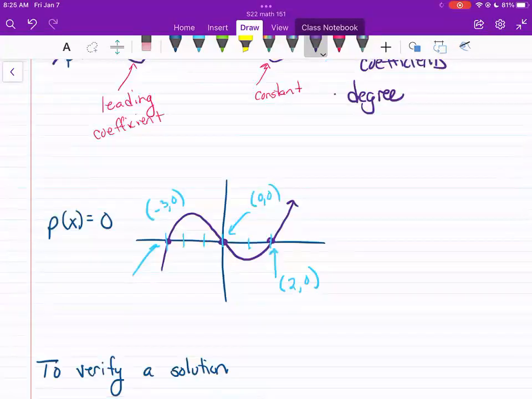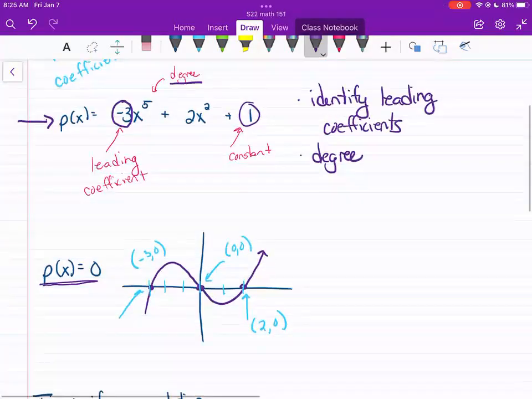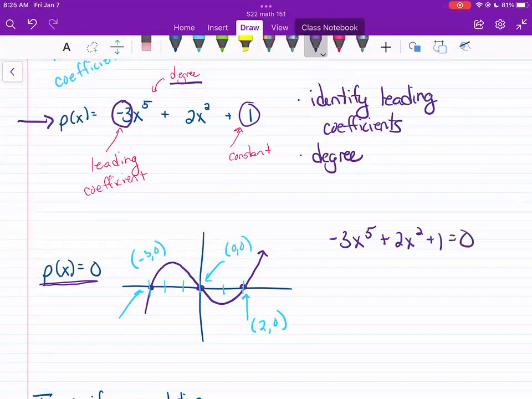The second thing we want to look at is the idea of what we're going to call the zero of a polynomial. What we mean by that is if we set the polynomial itself equal to 0. So in our example above, if we had set -3x to the 5th plus 2x squared plus 1 equal to 0, I want to know what x's make this true.